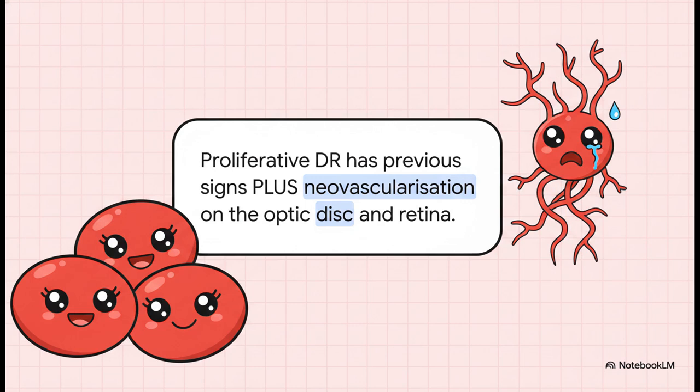So the defining rule here is simple math. Proliferative diabetic retinopathy includes all the non-proliferative signs we just talked about, plus neovascularization. And listen, these aren't healthy blood vessels. They have zero structural integrity. They're just a fragile, desperate response to ischemia, and they drastically increase the risk of catastrophic bleeding.